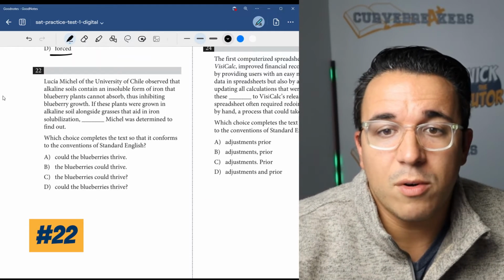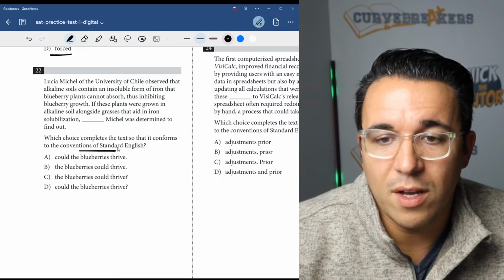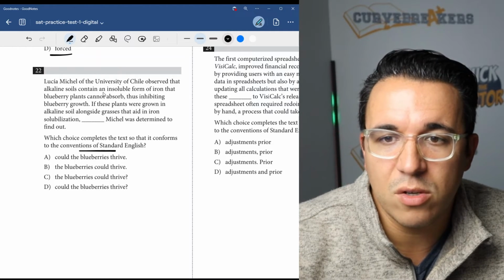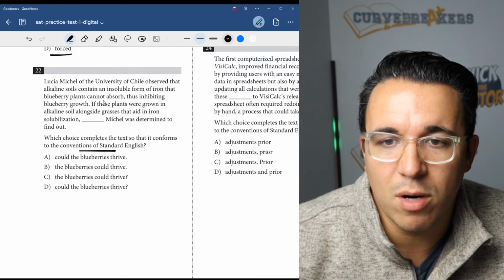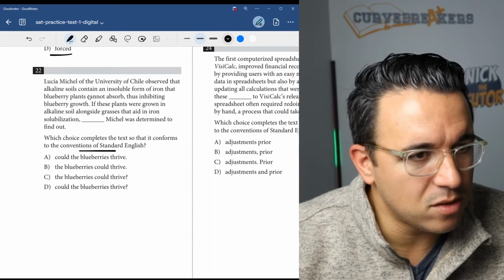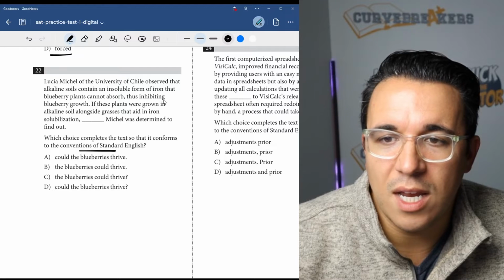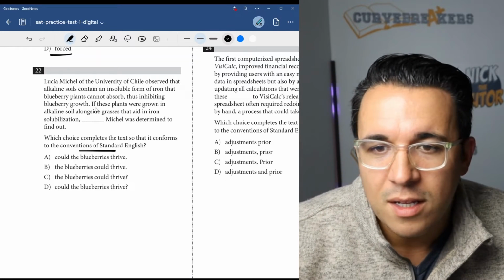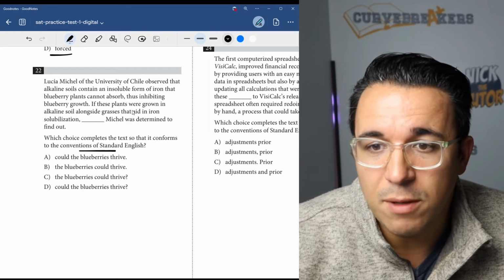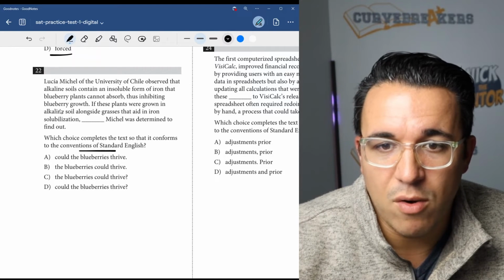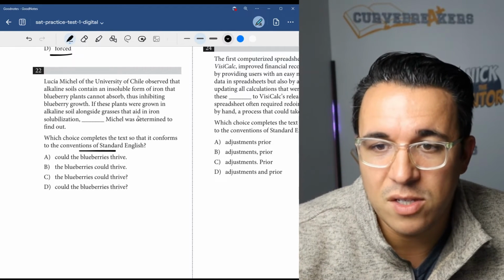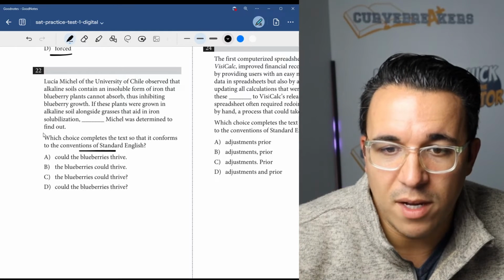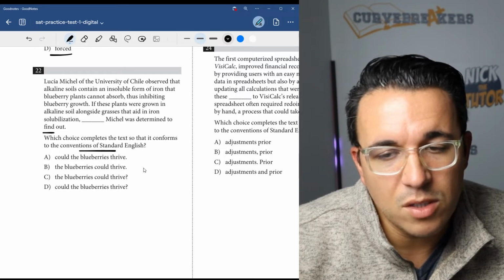All right, let's get into number 22. Once again, conventions of standard English. Lucia Michel of the University of Chile observed that alkaline soils contain an insoluble form of iron that blueberry plants, not pants, cannot absorb, thus inhibiting blueberry growth. If anyone has blueberry pants, let me know in the comments below. If these plants were grown in alkaline soil alongside grasses that aid in iron solubilization, blank Michel was determined to find out. So this is a little tricky, right?